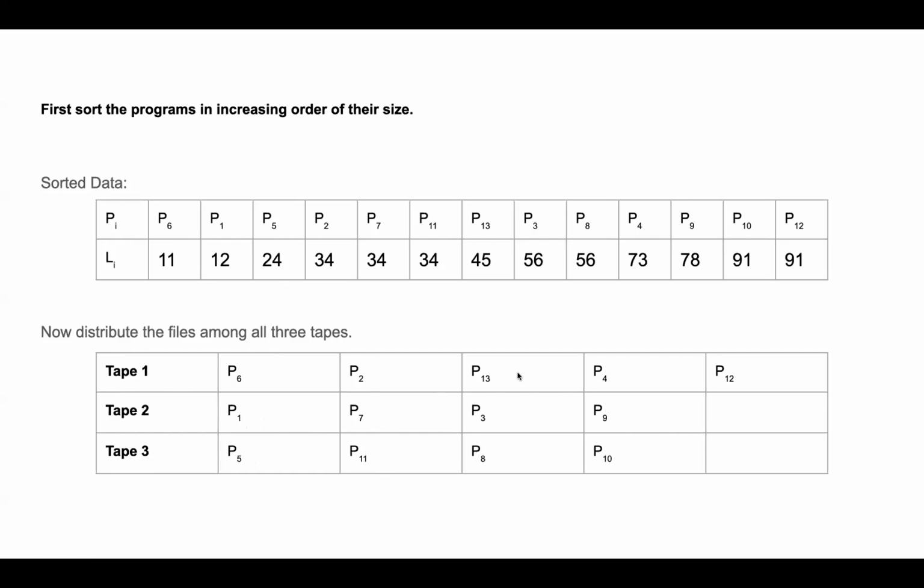Then we'll go again for tape 1. P13 on tape 1, P3 on tape 2, P8 on tape 3. Then P4 is on tape 1, P9 is on tape 2, and P10 is on tape 3. Lastly, the only program that remains is P12. It will be on tape 1. So here we have placed the programs on three tapes.